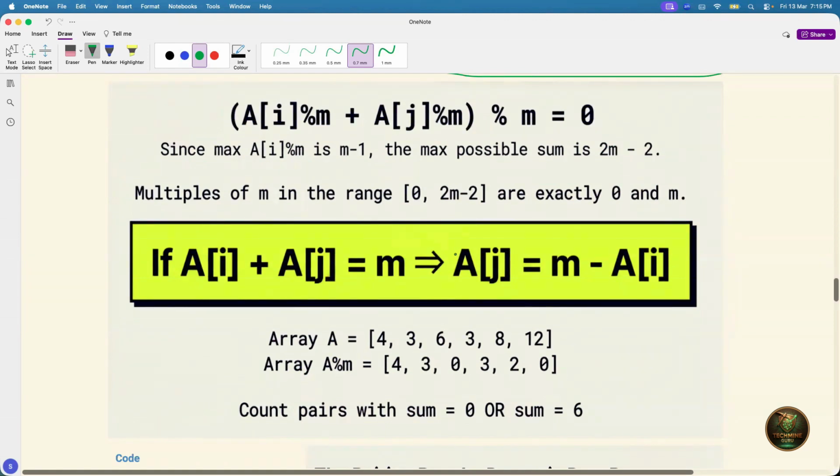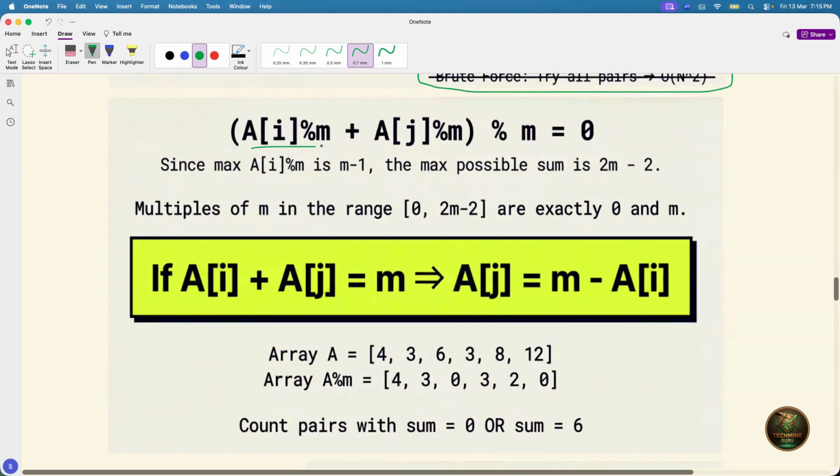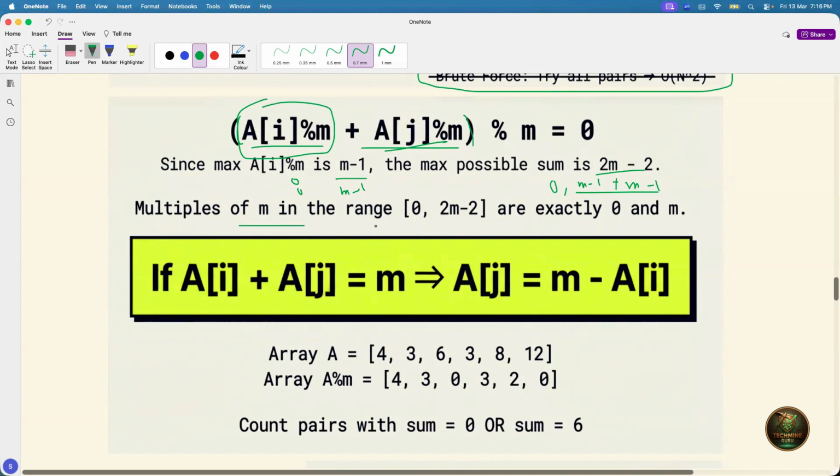And the only condition is that i should not be equal to j. If you express that same expression with the modulo operator, you can express it as (a of i mod m plus a of j mod m) and whole mod m. Now what is the range of this number? It will be in the range of 0 to m minus 1. Similarly, for this number also, the range will be 0 to m minus 1. And if you add both, your total range for this expression will be 0 to (m minus 1) plus (m minus 1), which is equal to 2m minus 2, right? So how many multiples of m will be present in the range of 0 to 2m minus 2?